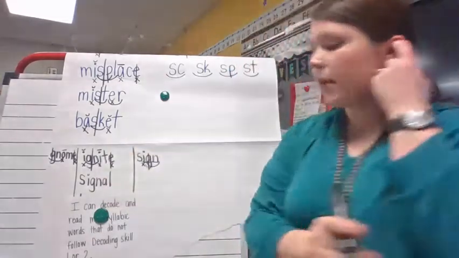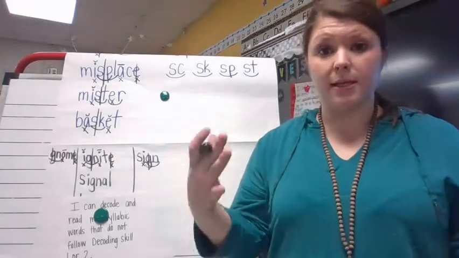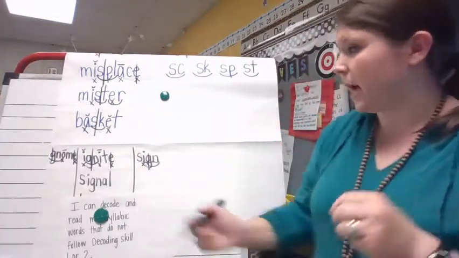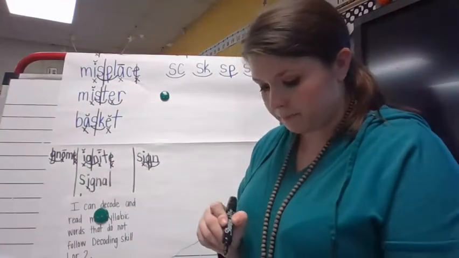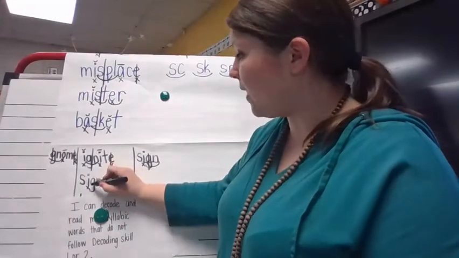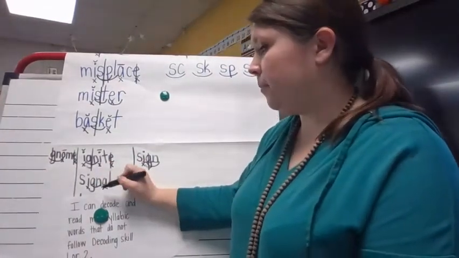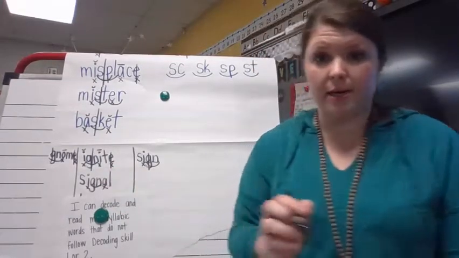All right, let's go ahead and code this word. Remember, that's part of our success criteria, being able to decode words into syllables. So we're looking for three things: vowels, blends, and digraphs. We have that vowel I there, okay? Then we have that digraph GN and vowel A. In between vowel I and vowel A, we have that digraph GN.